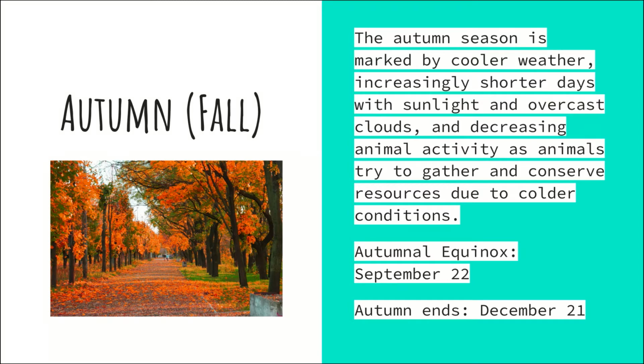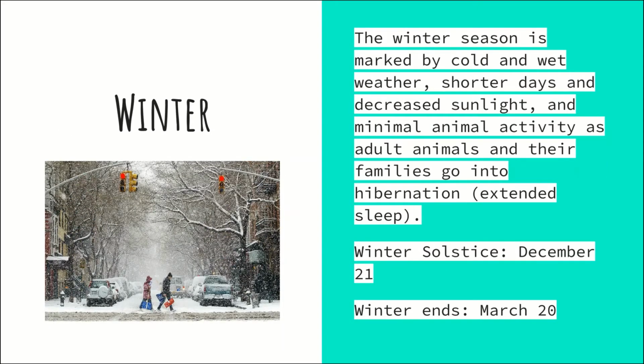So that's when fall begins, all right? The first day of fall is September 22nd. The autumn ends on December 21st. And so once autumn ends, it transitions to winter. And so here in the northern hemisphere, winter is marked by cold and wet weather. As you can see in this picture, there's plenty of snow, shorter days and decreased sunlight, and minimal animal activity as adult animals and their families go into hibernation, which is extended sleep.